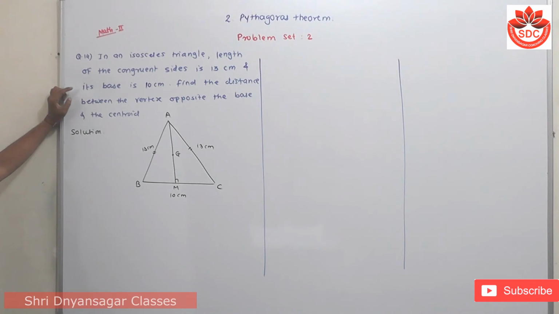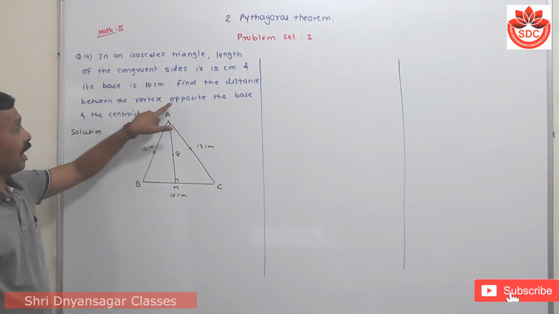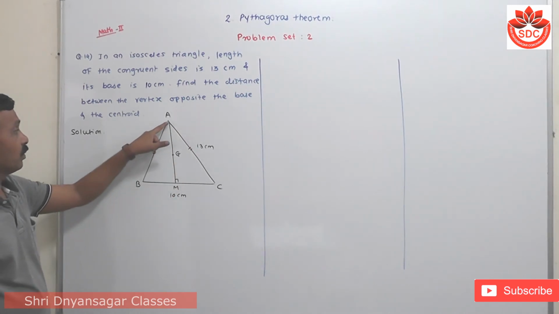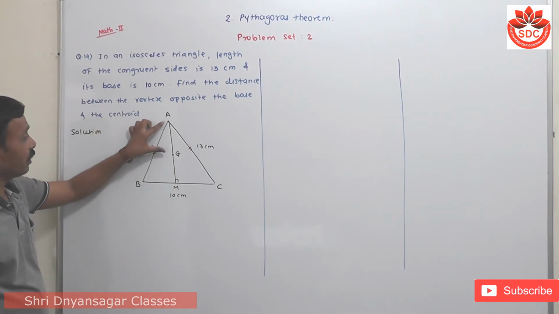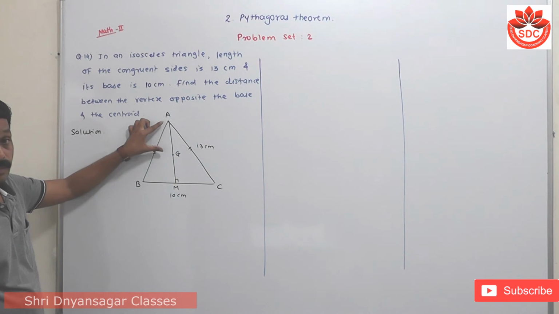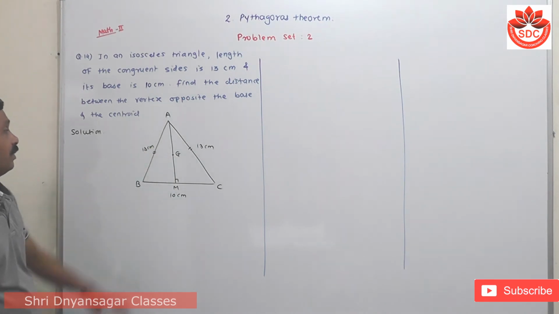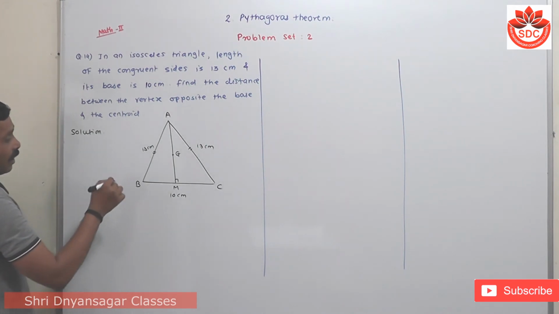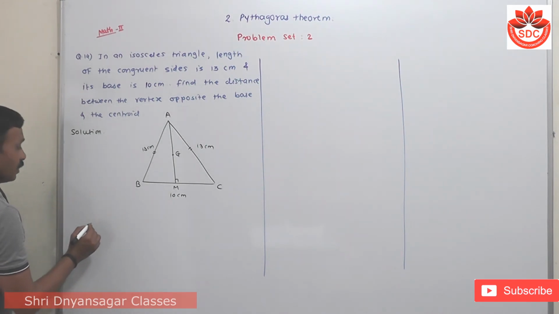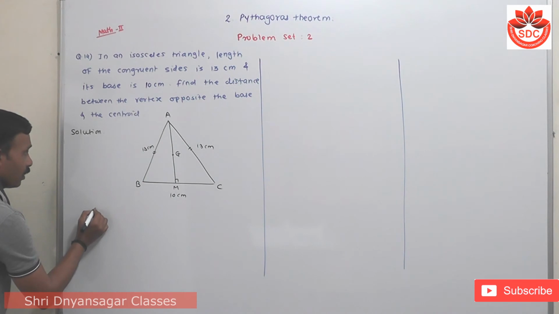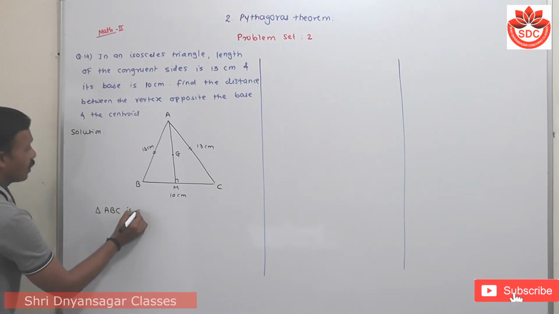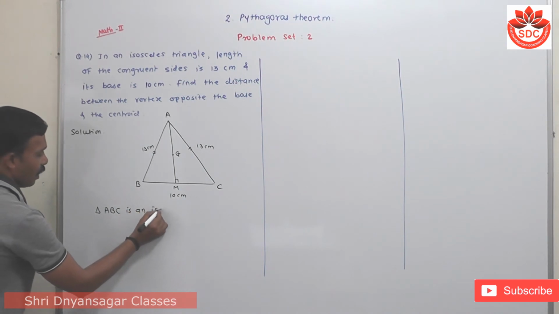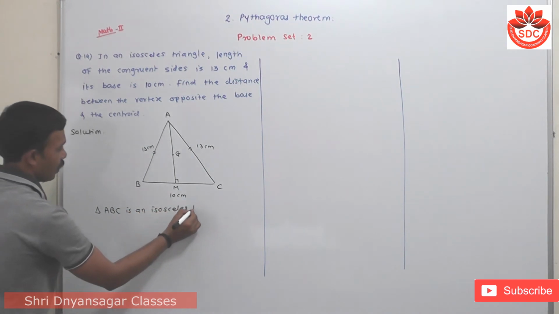We have to find out the distance between the vertex opposite to the base and the centroid, which means you have to find out the value of AG. This is the centroid G, and the triangle ABC is an isosceles triangle.